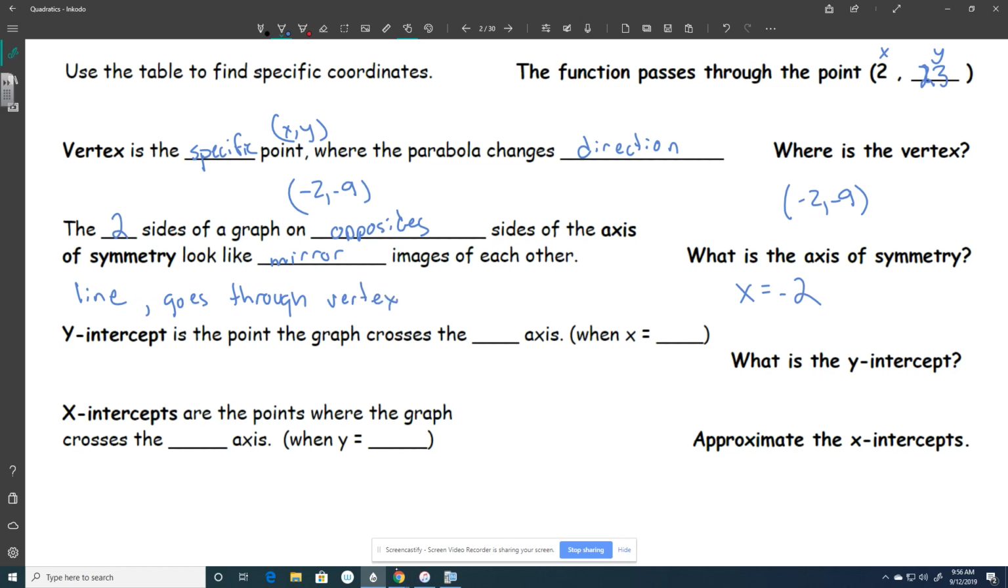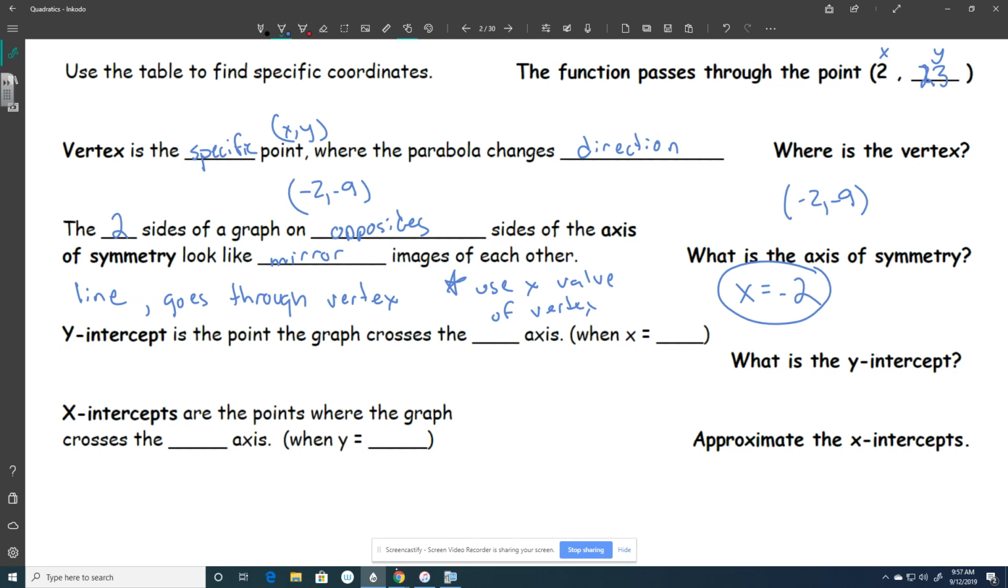Your answer is going to be a line that goes through the vertex. And the hint I'm going to give you is that you use the x value of your vertex. Remember, my vertex was at -2, -9. That -2 gives me my axis of symmetry. Okay. Next thing, y-intercept. This you should be familiar with.